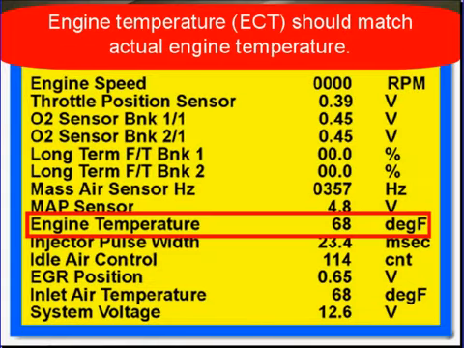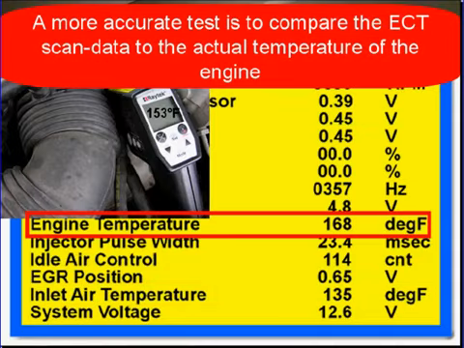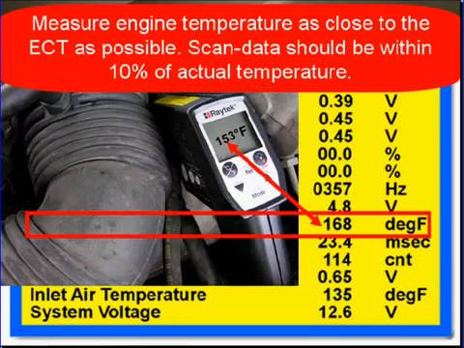Engine temperature should match actual engine temperature. You can use the ECT and compare it to the IAT if the engine has been off for several hours. It's a good indication that they're both working normally if they read the same temperature. A more accurate test is to compare the ECT scan data to the actual temperature of the engine. Measure the engine temperature as close to the ECT as possible. Scan data should be within 10% of the actual temperature.